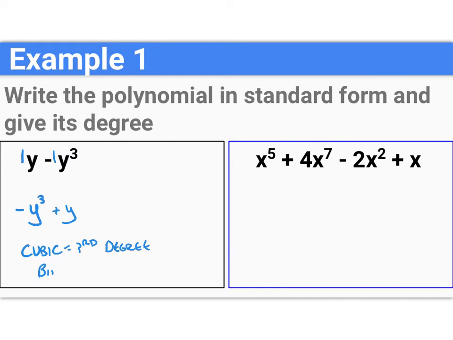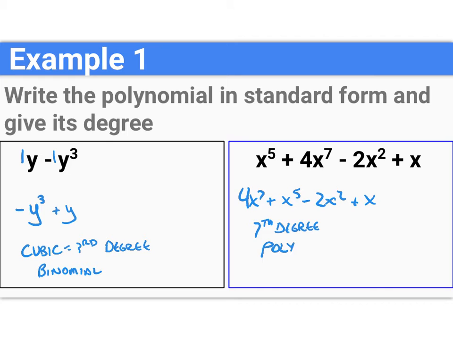Two terms is a binomial. Okay, so now let's look at this. There are no x's with the same term, so let's move this around. X to the seventh is the highest term, plus x to the fifth minus 2x squared plus 1x. So this is the seventh degree, going by the highest term.